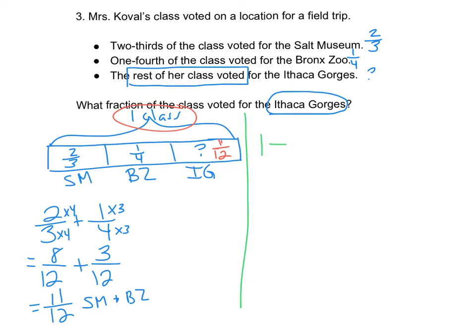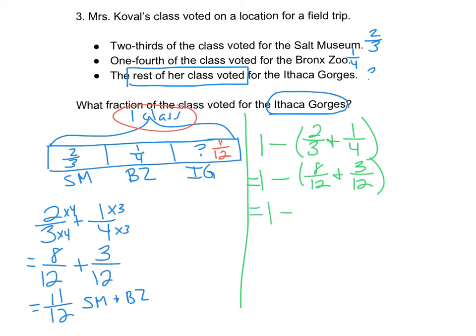I could have said Mrs. Koval's 1 class, and I'm going to take away the Salt Museum and the Bronx Zoo. So I'm going to do 2/3 plus 1/4 because I'm taking away those 2 field trip options. So it's the same process. 1 minus, so it's going to be 8/12 plus 3/12.